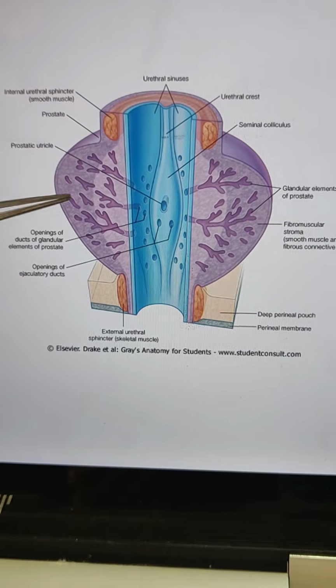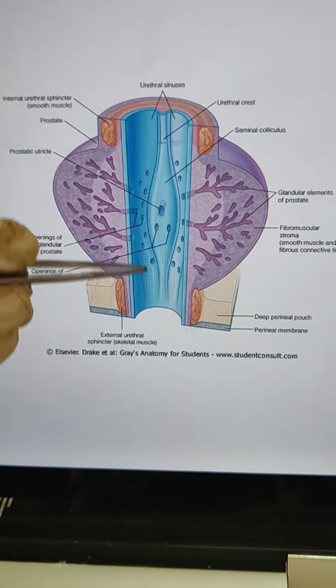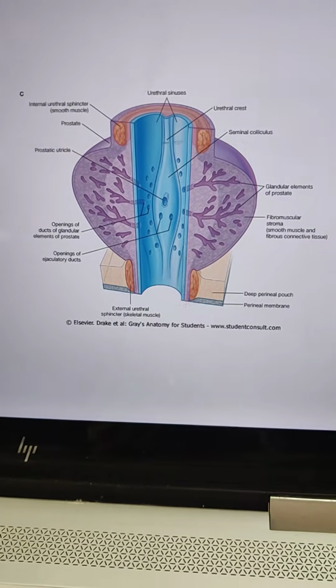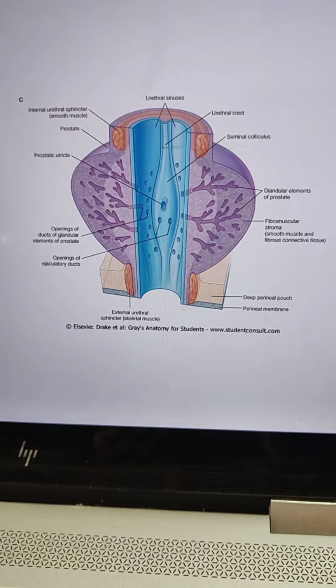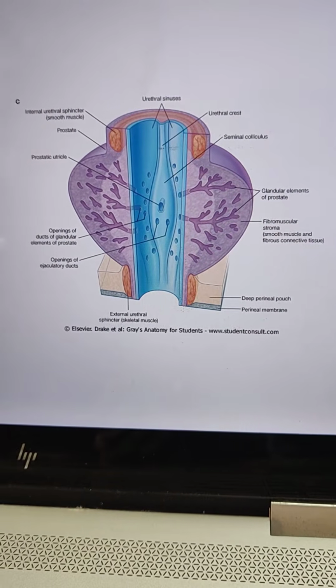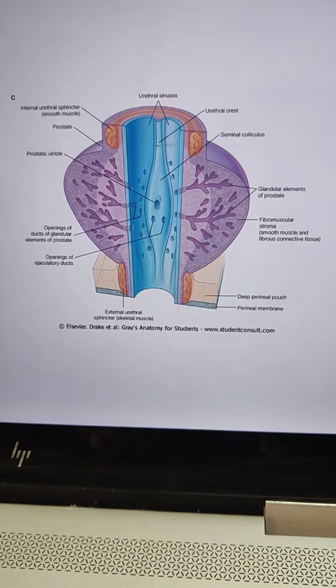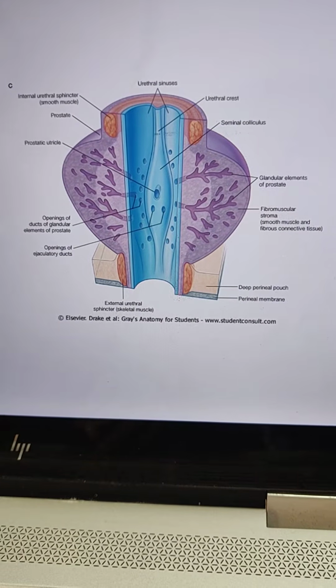The lateral lobe lies on each side of the urethra, and it contains mainly glandular tissue. In old age it forms an adenoma, or benign tumor, which occurs from the lateral lobes.